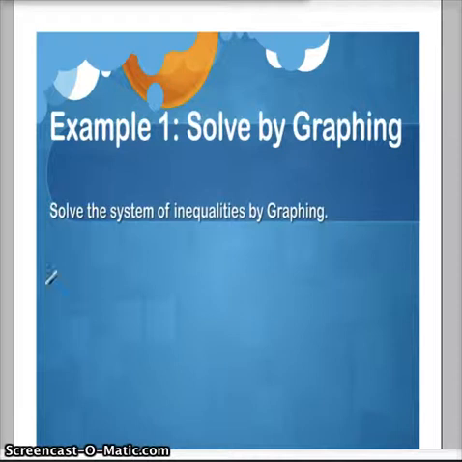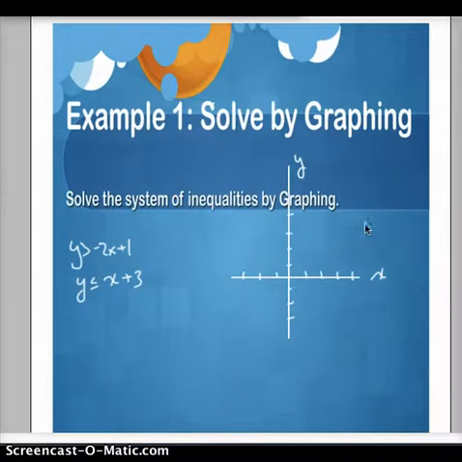Example 1 says solve by graphing. Here is our system: y is greater than negative 2x plus 1, and y is less than x plus 3. We're talking about the same variables, and we're going to graph them on the same pair of coordinate axes. So the first thing I did is draw a coordinate axis, and I'm going to graph each of these inequalities. You guys remember how to graph inequalities?